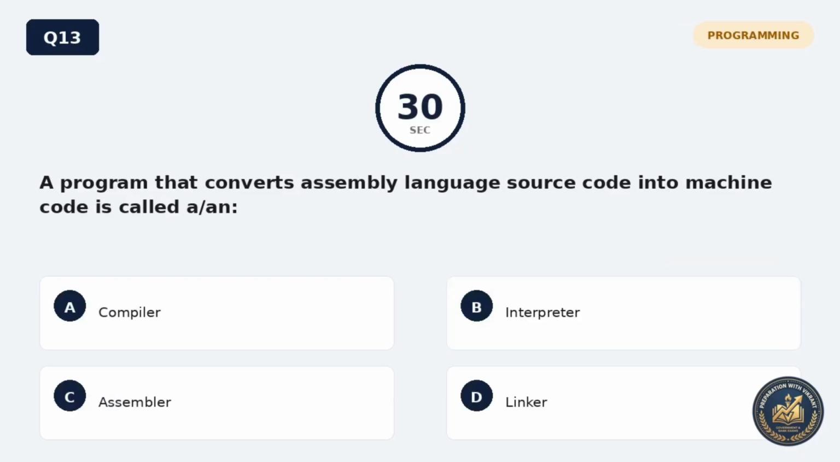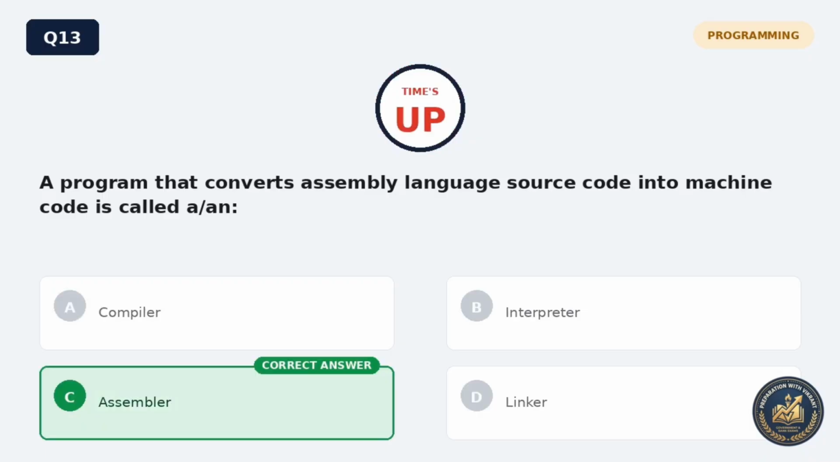Moving to next question. A program that converts assembly language source code into machine code is called option A, compiler, option B, interpreter, option C, assembler, option D, linker. So the correct answer is option C, assembler.